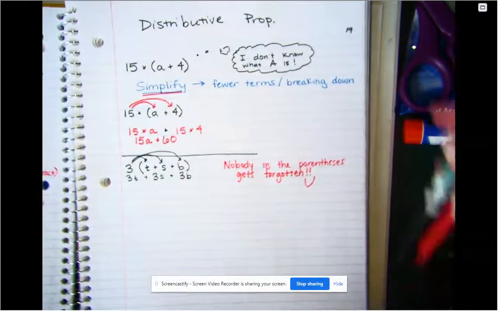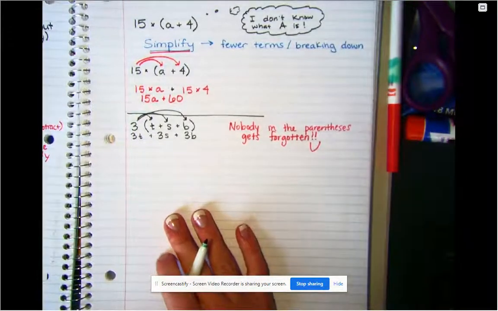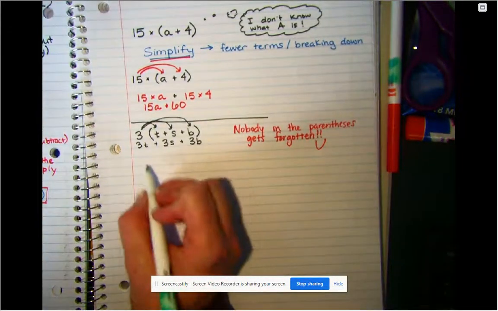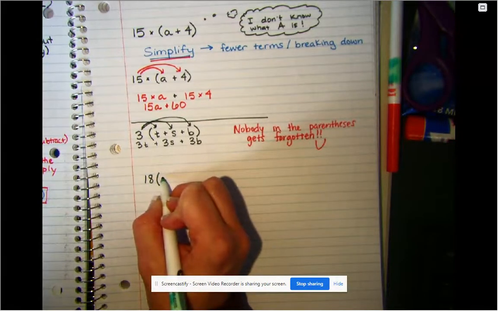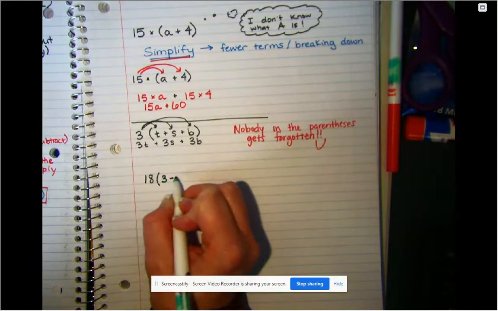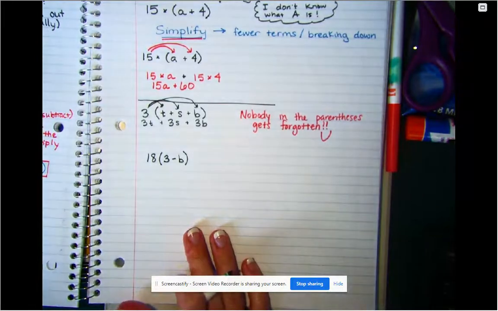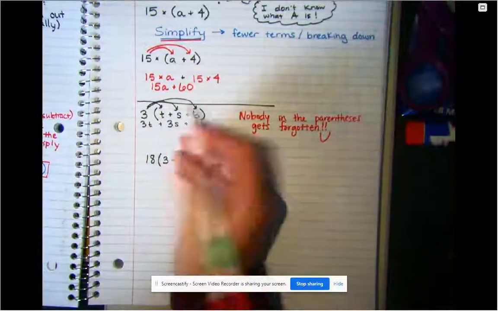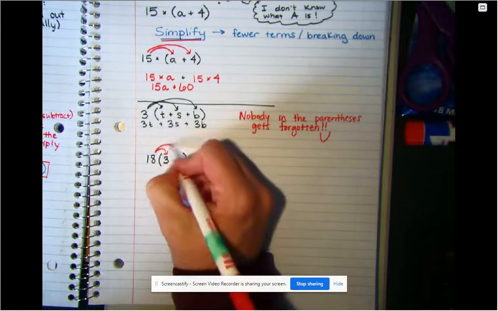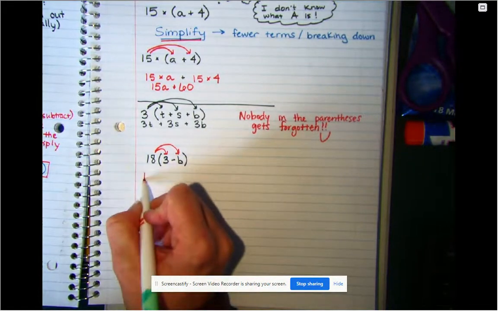The time when this tends to jump out and trick people is when the number goes right next to the parentheses. So an example might be 18 times the quantity 3 minus B. And the people go, oh, 18 times 3, I figure out that is, and then I just subtract B. No. Santa would never forget little B, little brother. So 18 times 3 is 54.